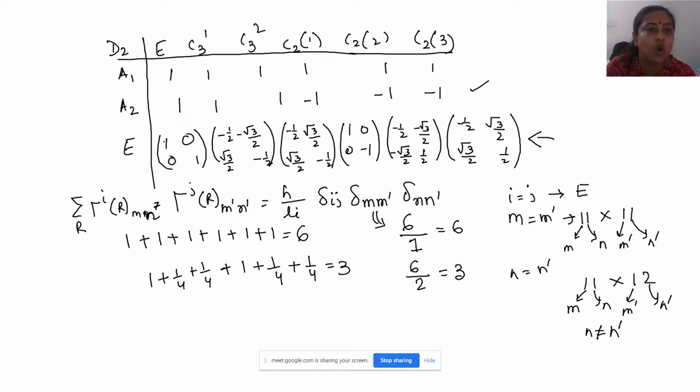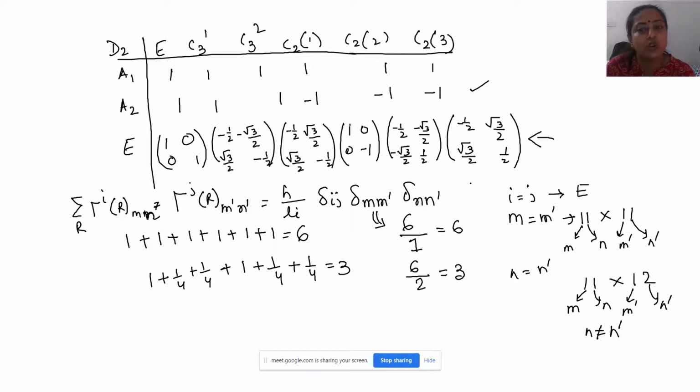If you do so, 1 into 0 plus minus half into root 3 by 2 plus minus half into root 3 by 2 plus 1 into 0 plus minus half into minus root 3 by 2 plus minus half into root 3 by 2. If you multiply them, you are going to get 0 because the right hand side, delta nn prime, is going to be 0. So this is about the great orthogonality theorem.